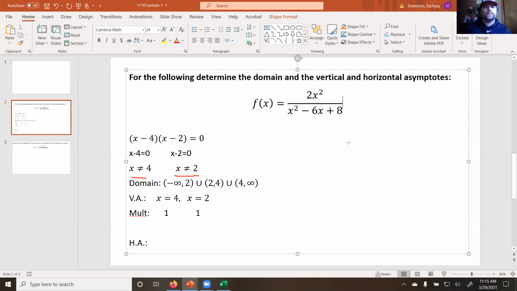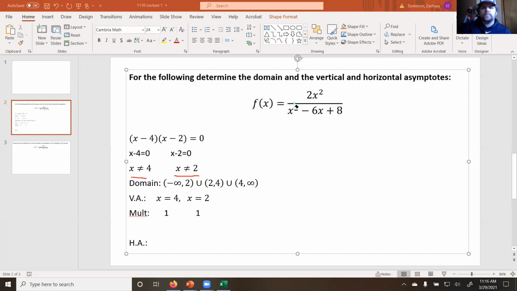In all these cases, we look at the degree. So I look at the degree of the top. I look at the degree of the bottom. In this case, my degree on top is 2. My degree on bottom is 2. So this is the case when the degrees are the same. The other cases are the degree on the bottom is bigger than the top. And the last one is the degree on top is bigger than the degree on the bottom.